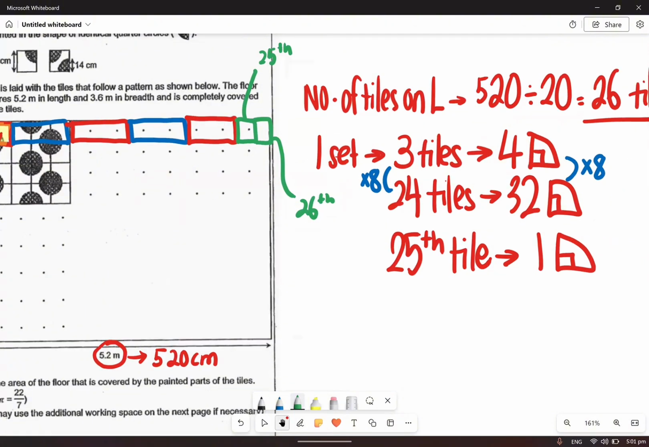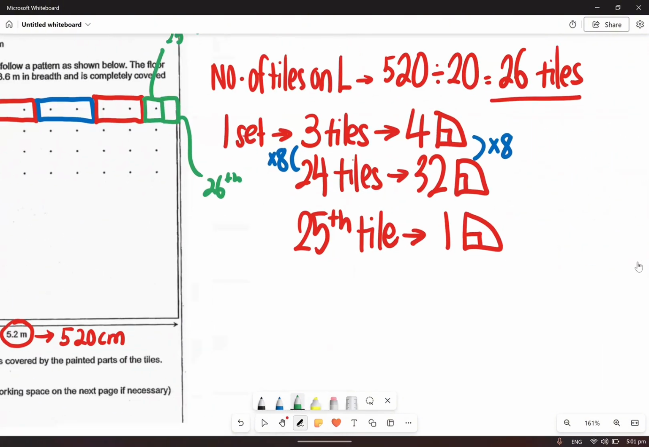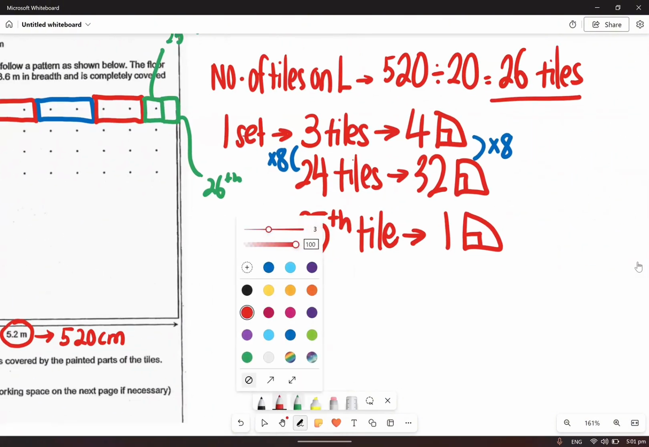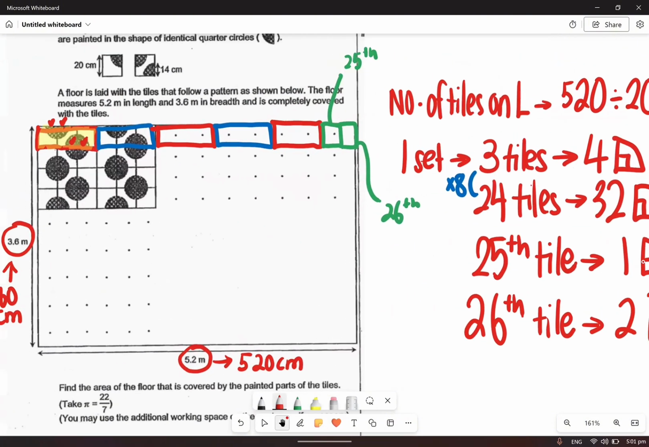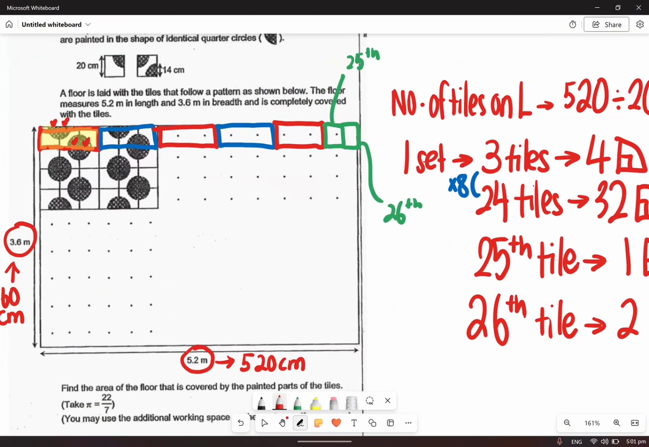So for the 25th tile, there's only one. For the 26th tile, all of you should be able to see that the 26th tile will have how many quadrants? 2 quadrants. Am I making sense? That is basically for which one over there? It is basically for here and here.